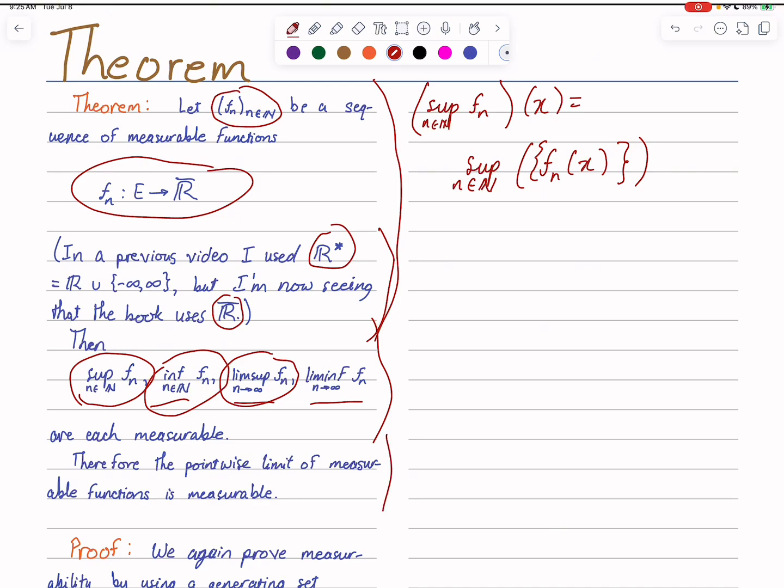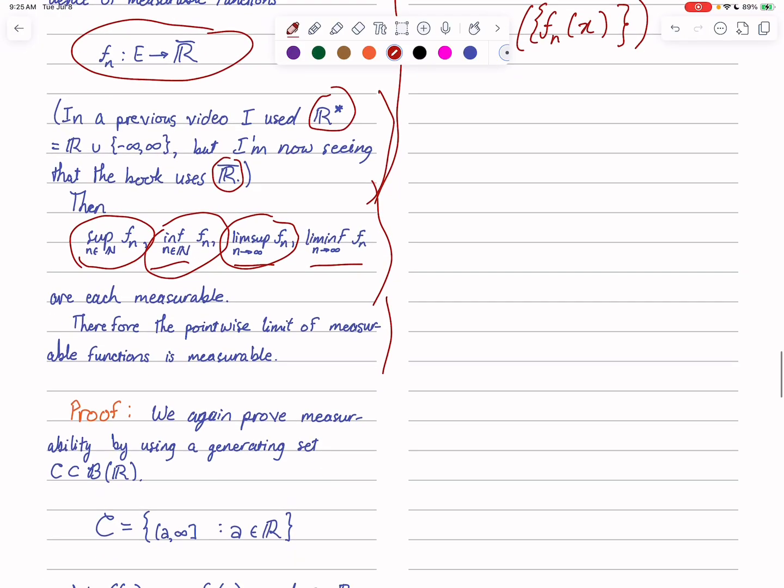Moreover, as a quick consequence of this, if the sequence of functions converges pointwise everywhere, then the limit is also a measurable function. That is to say, let me just write it real quick, that lim n to infinity fn is measurable, where again we're assuming that this sequence converges pointwise everywhere in E.